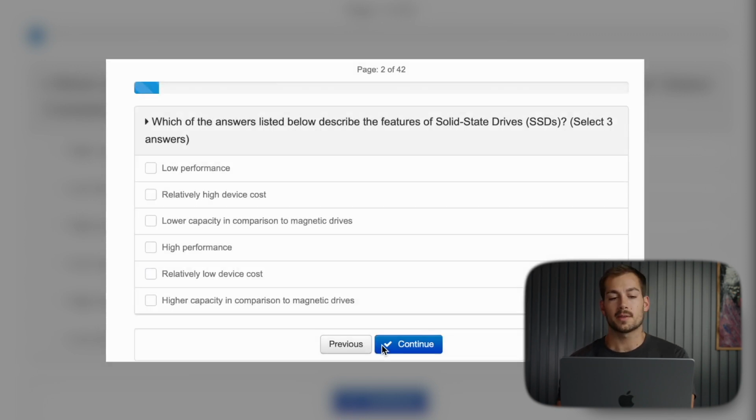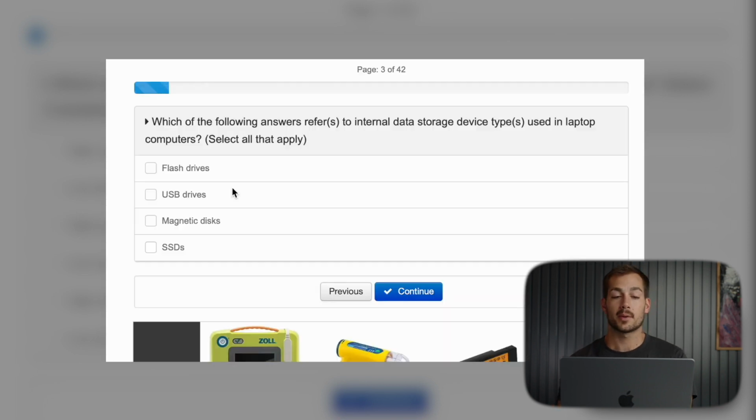We'll move on. Which of the answers listed below describe the features of solid state drives? So basically this should be the opposite of the last question. So we should have relatively high device cost. We should have a lower capacity in comparison to magnetic drives. We should have high performance. Okay, and then we'll just double check these. So again, pretty much the opposite of the last question. Which of the following answers refers to internal data storage device types used in laptop computers? So it should be the bottom two, since the top two are going to be external storage methods.